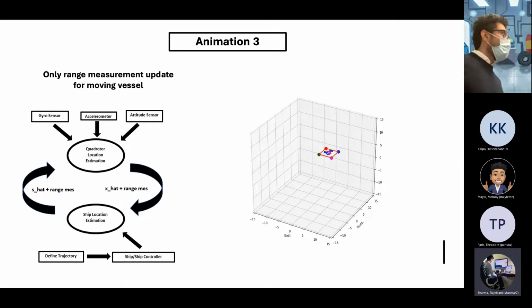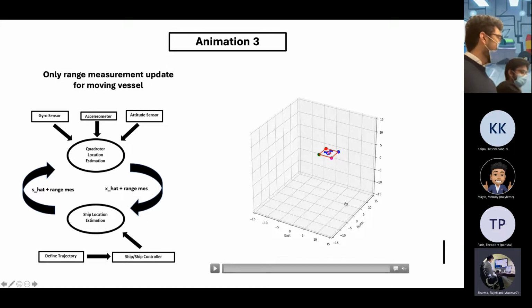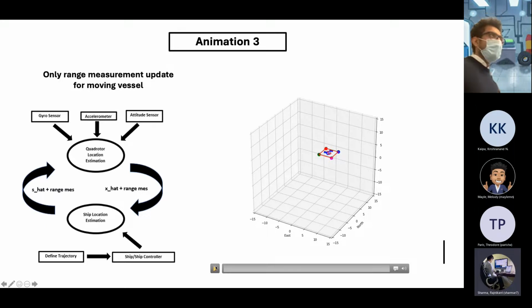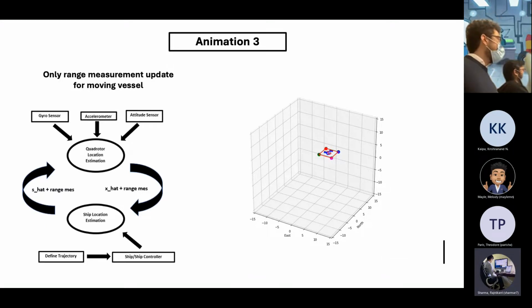In this case, we are taking a dynamic model for the ship. We are assuming that the quadrotor dynamics and ship dynamics are the same, and we are giving some trajectory using differential flatness, and using a controller we are making the ship follow a circular path. We are estimating the ship position using EKF and feeding the estimated attitude and velocity to the quadcopter, and using EKF we are trying to make the quadcopter follow the ship.